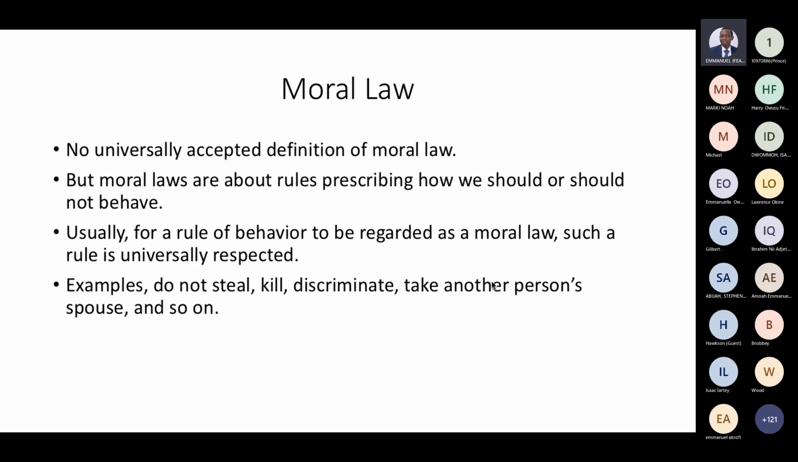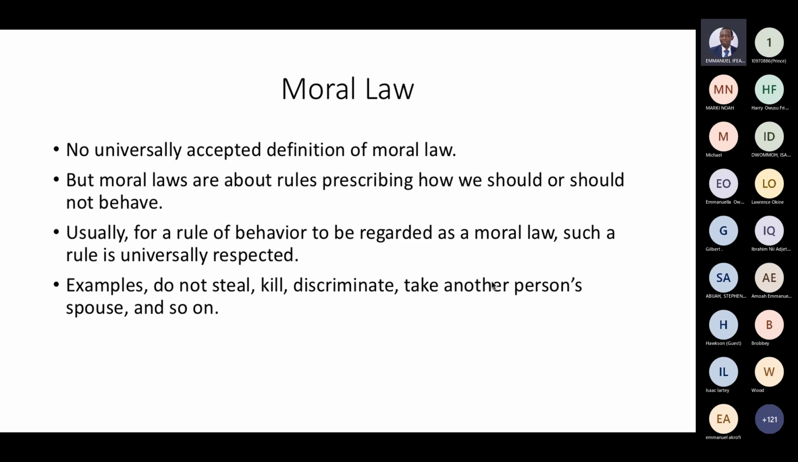Then we have moral law. There's no universally acceptable definition of moral law, but moral laws are about rules prescribing how we should or should not behave. Now, usually for a rule of behavior to be regarded as a moral law, such a rule is universally respected. So any moral principle that becomes a moral law is something that every human being, no matter whether he is European, African, white, or black, knows that it is the right thing to do and it should not be flouted. Examples: do not steal. There's no human being that thinks stealing is right. Do not kill, do not discriminate, do not take another person's spouse. I mean, there's no human being that thinks that going against these things is right. So for something to become a moral law, it must be universally accepted.